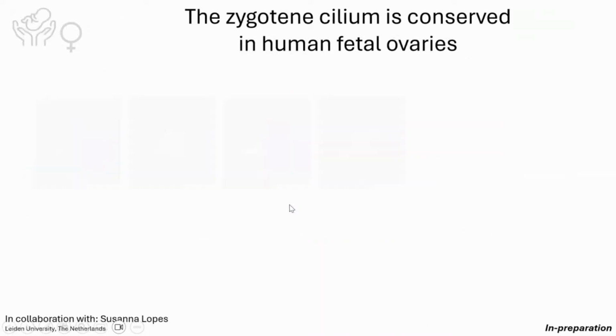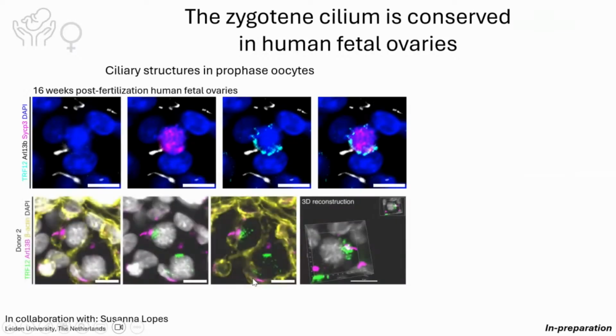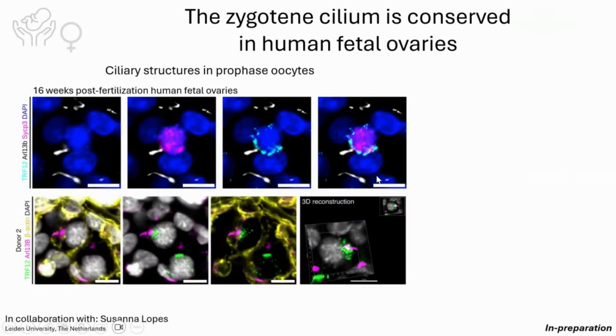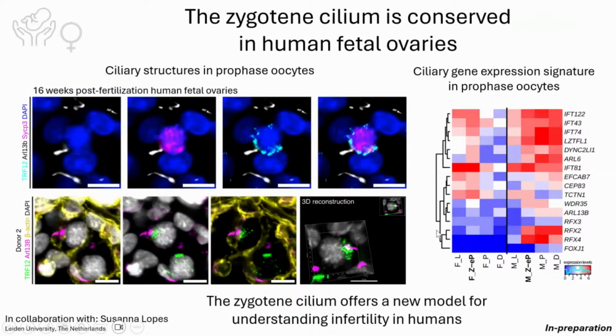And what about humans? So we checked 16 weeks post-fertilization human fetal ovaries. We marked for TRF and SYCP3 markers, also with ARL13B, which is a ciliary-specific marker, to establish that indeed in human prophase stage oocytes, the cilia are conserved. And there is a ciliary gene expression signature in prophase stage oocytes in humans, both in males and females, in RNA-seq assays, which means that the Zygotene cilium could be an interesting essential player for infertility in humans.